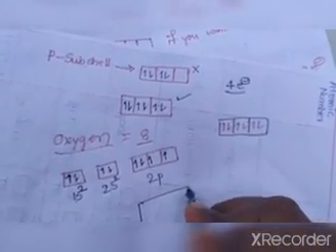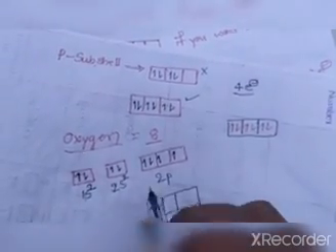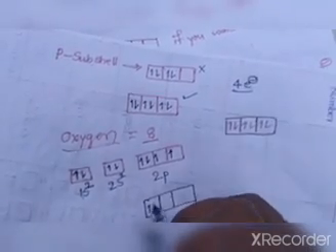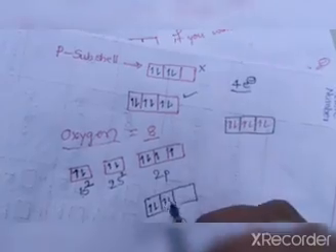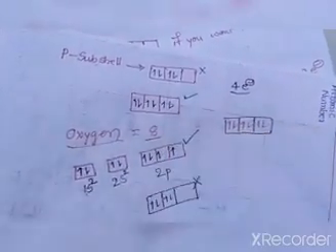Okay, students, what we do wrong here is in the 2p subshell we write these 4 electrons like this. Don't write this. Write like this.